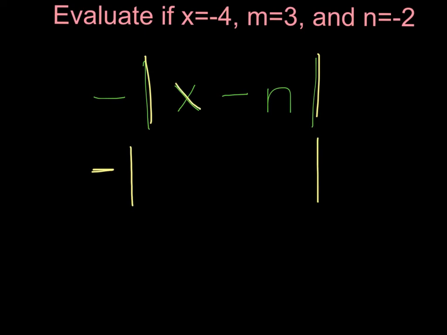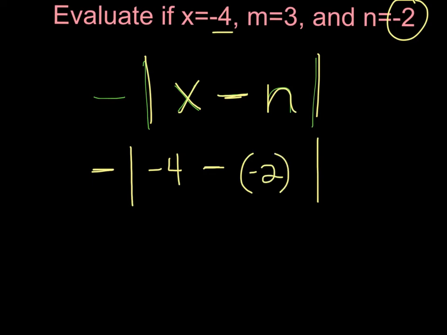Okay, then instead of an x here, I'm going to put a -4. I'll keep my minus sign. And then instead of an n, I'm going to put a -2. I'll write that in parentheses. All right, so these absolute value symbols, you save those till last, so you need to do everything inside there. So I'm just going to kind of rewrite those to start with. All right, inside there, I see I have -4 minus -2.